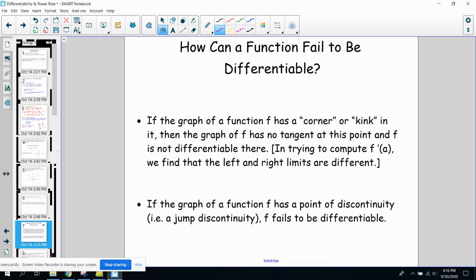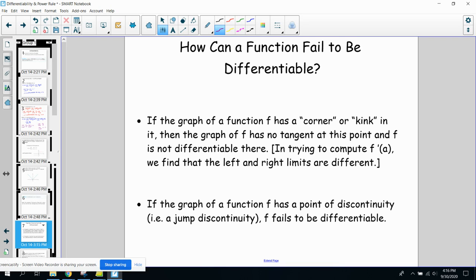Okay, one, if the graph of a function f has a corner or a kink in it, then the graph of f has no tangent at this point, and f is not differentiable there. So that is similar to the absolute value one that we saw before, and we'll look at that in a minute. In trying to compute f prime of a, we find that the left and right limits are different. So that's the example we just did.